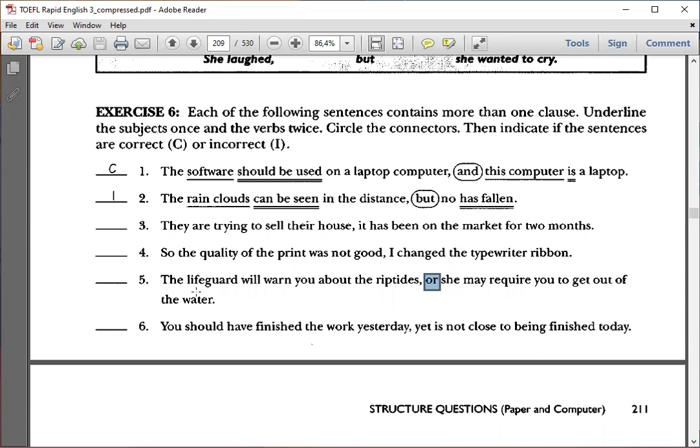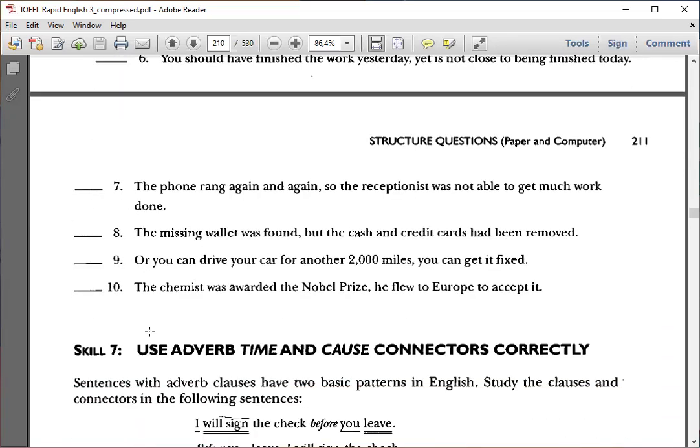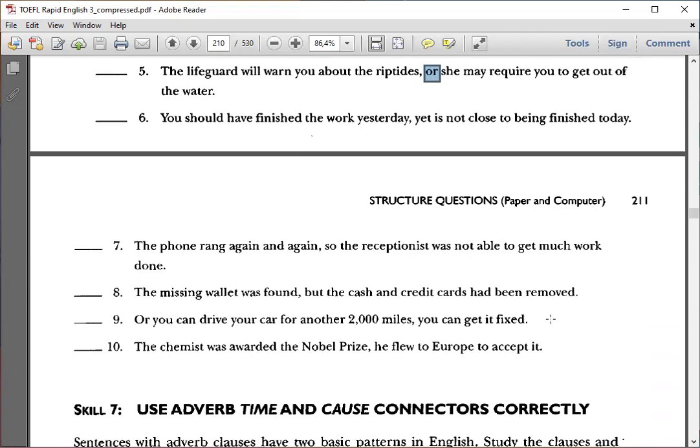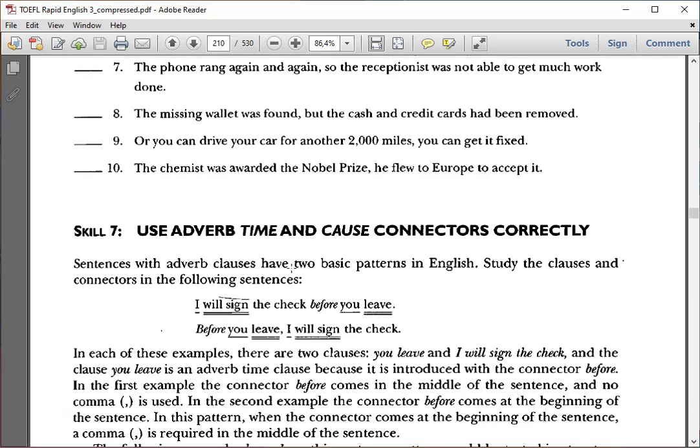Right? Okay, for 6 until 10, you may finish for your own practicing in analyzing. Better we can discuss this one. Okay, now continue to this one for skill 7. Use time and cause connectors. Yeah, adverb of time and connectors, this one correctly.